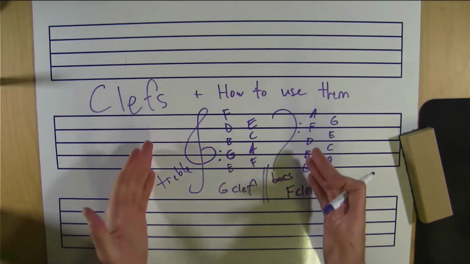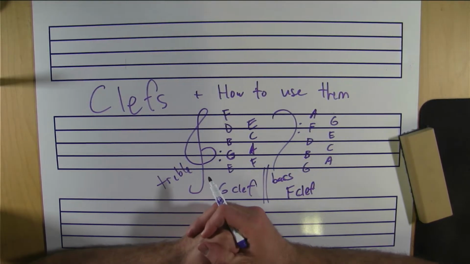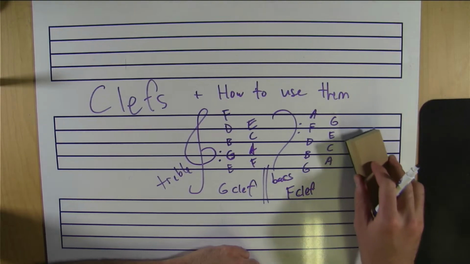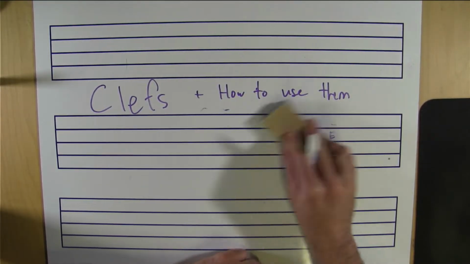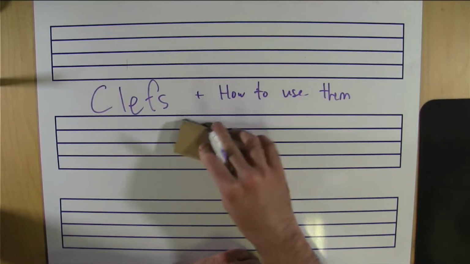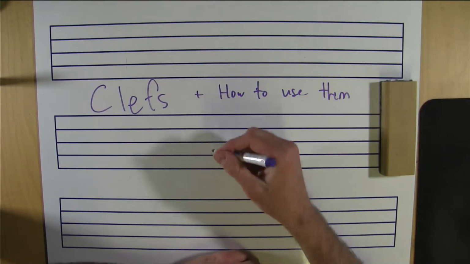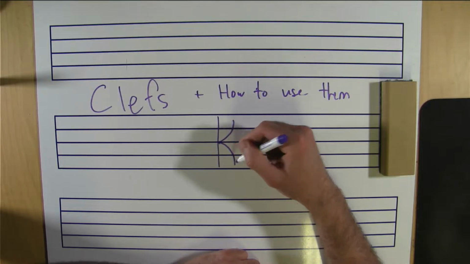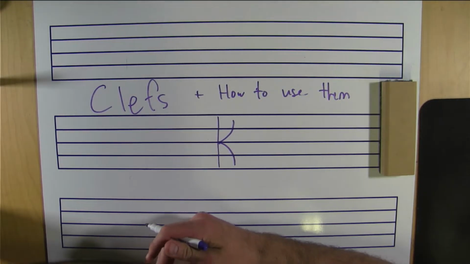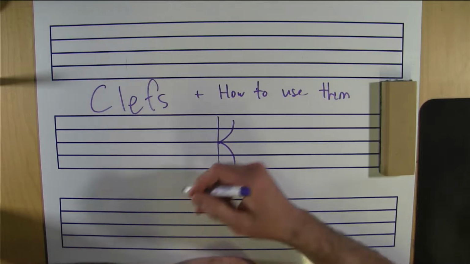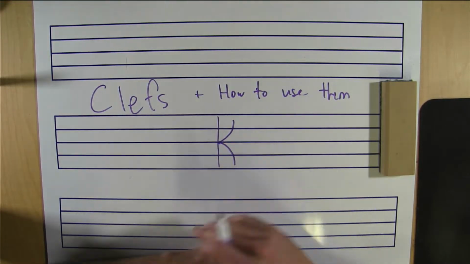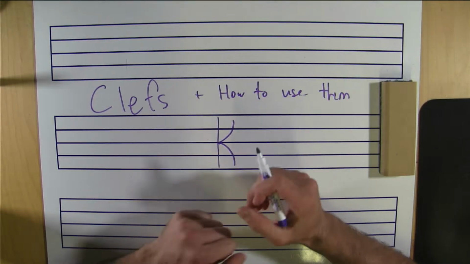So these are the common clefs, but you might be surprised to know that there are several other kinds of clefs out there. So we have the treble and we have the bass, common ones. What are some other clefs that we have? Well, there's a shape that you need to know. And the shape sort of looks like this. There are many different iterations of this shape, but I've always drawn it as a K because I don't have the best handwriting, as you can see. But something that looks kind of like that.